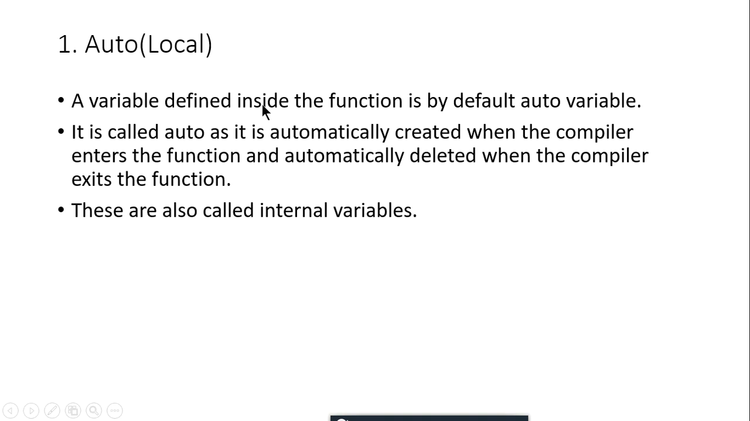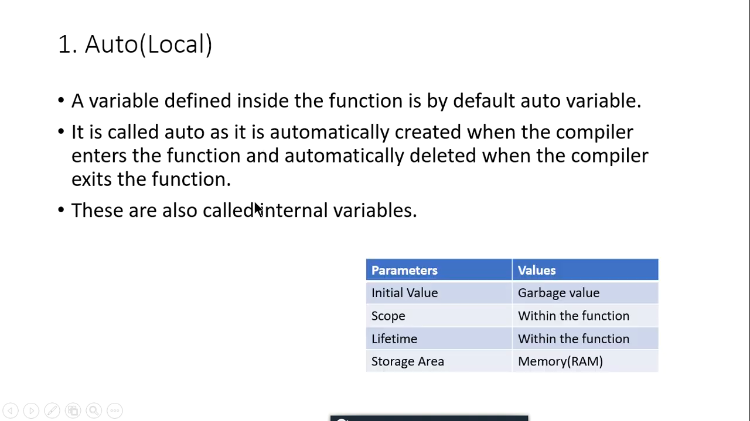Okay, now let's start with these four variables. First of all, auto variable or local variable. A variable defined inside the function is by default an auto variable. Why is it called auto? As it is automatically created when the compiler enters the function and automatically deleted when the compiler exits the function. These are also called internal variables as they are internal to the function in which they are defined, and they cannot be accessed outside the function.